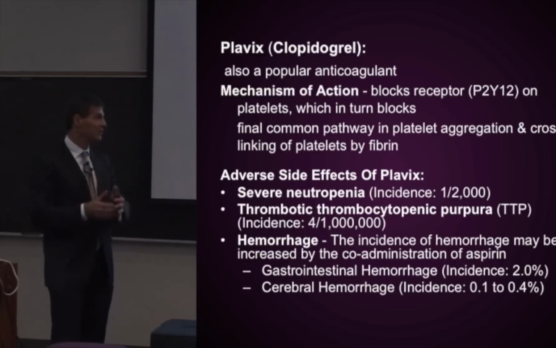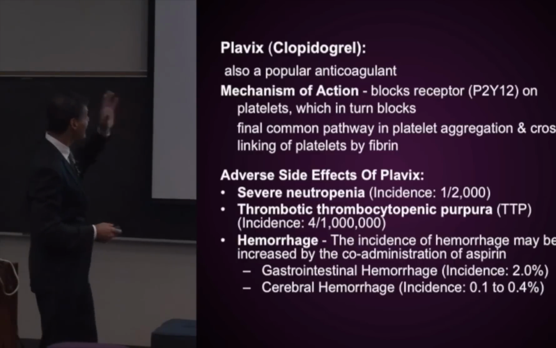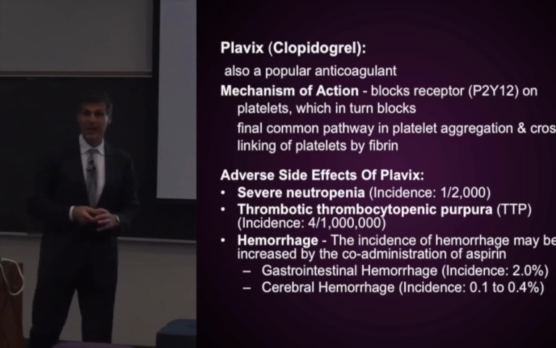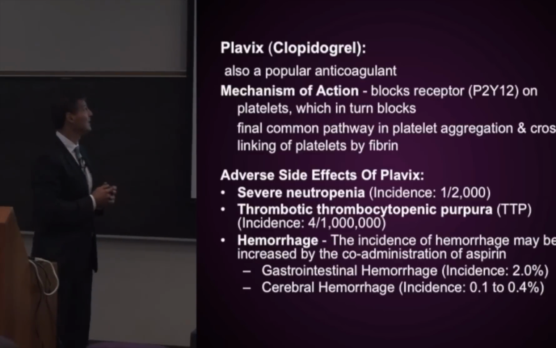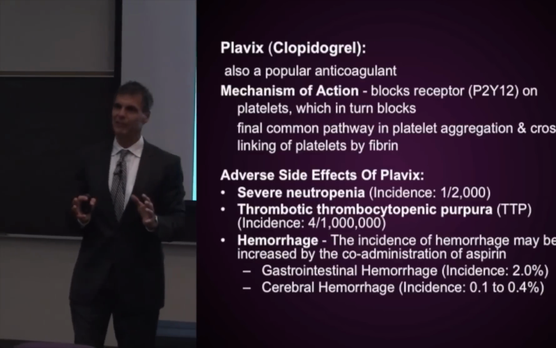So it's blocking some of the intrinsic pathway, decreasing aggregation and cross-linking by fibrin. But in 1 in 2,000 cases, Plavix can cause severe neutropenia. So let's just revisit the white blood cell differential.